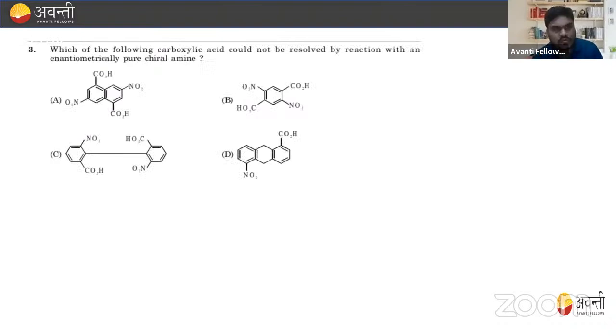Now, which of the following carboxylic acids could not be resolved by the reaction with an enantiomerically pure chiral amine? Right, so you have to identify this. So, which one is it, beta? That is this one: A, B, and D. This carboxylic acid, COOH, could not be resolved by the reaction with an enantiomerically pure chiral amine. So, only these three options.